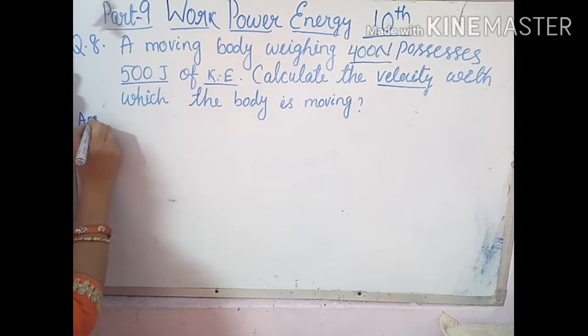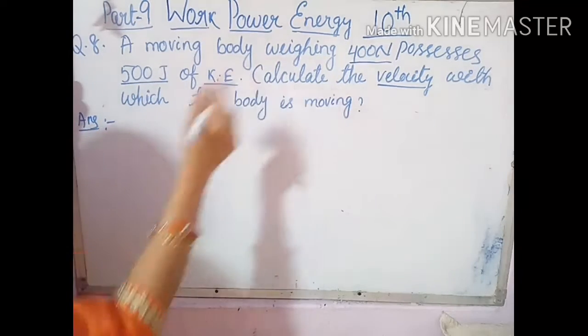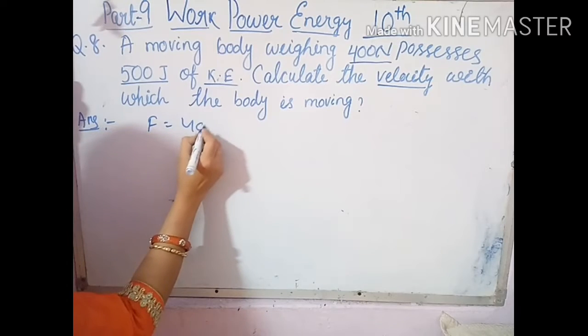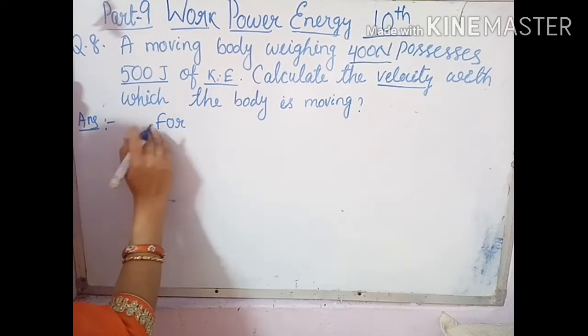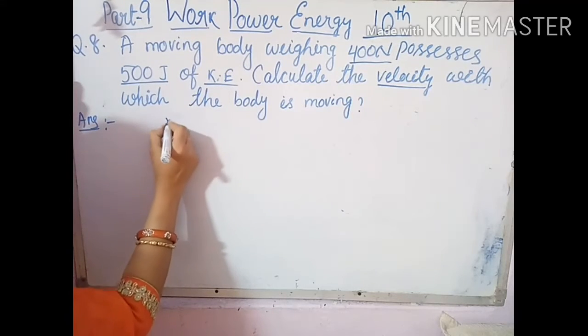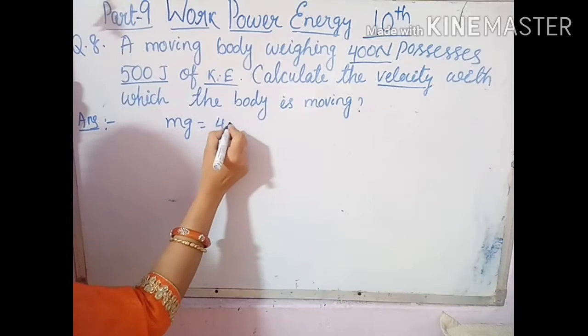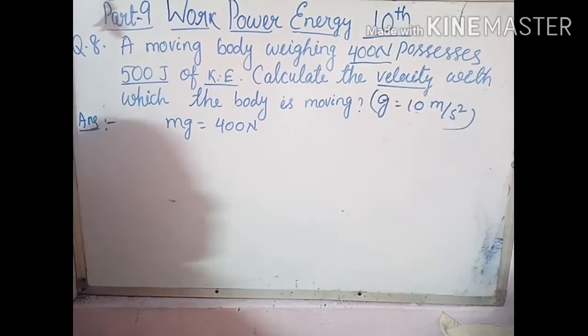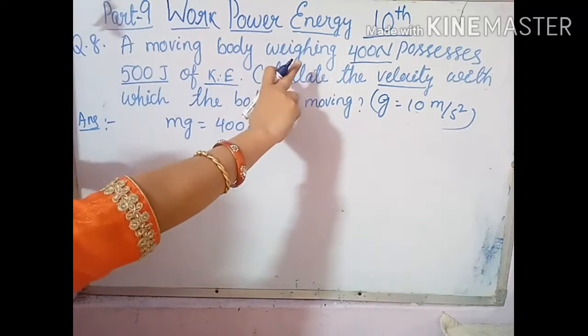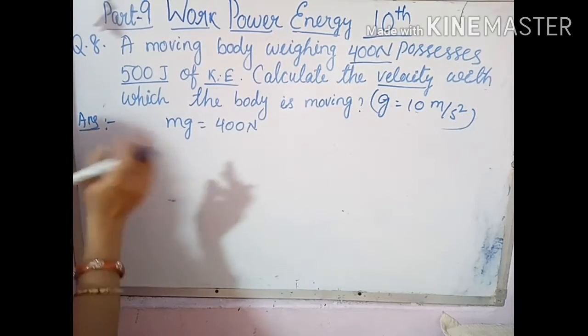Very easy answer. First of all you write that F equal to 400 Newton. Force you can write. Or weight, mg. Weight means you can otherwise write mg. mg equal to 400 Newton. So here your g has been given, that is 10 meter per second square. You have to put that one. So as it has given weight, weight means mg, 400 Newton.